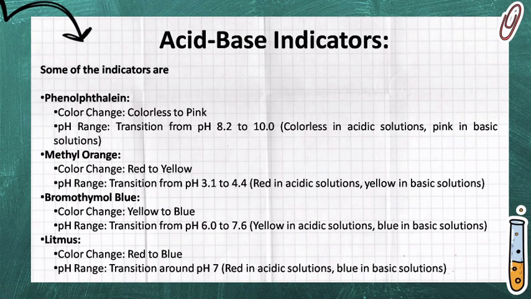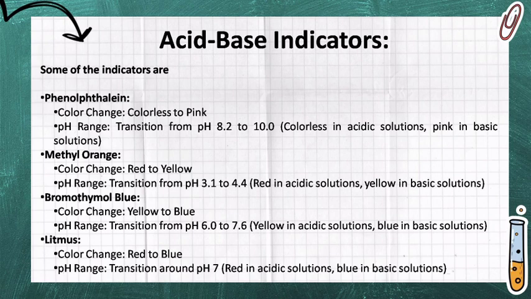Some of the indicators are: first, phenolphthalein. Color change, colorless to pink. pH range, transition from pH 8.2 to 10.0, colorless in acidic solutions, pink in basic solutions. Second, methyl orange. Color change, red to yellow. pH range, transition from pH 3.1 to 4.4, red in acidic solutions, yellow in basic solutions.